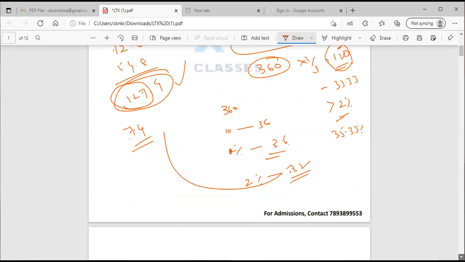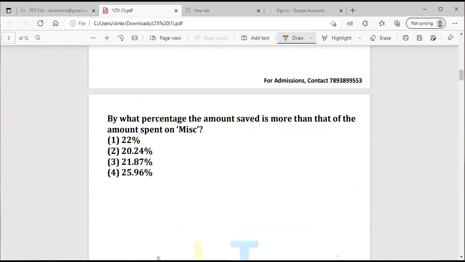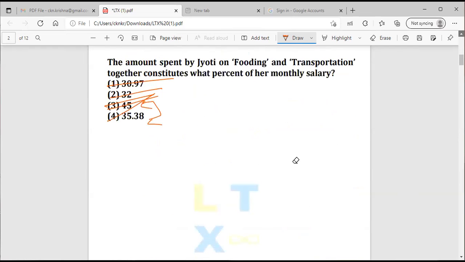Next question. By what percentage is the amount more than the amount in tons? You know, for me to solve this.